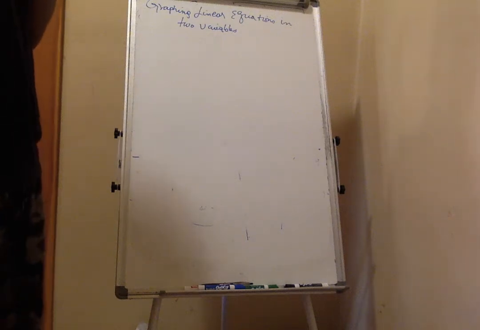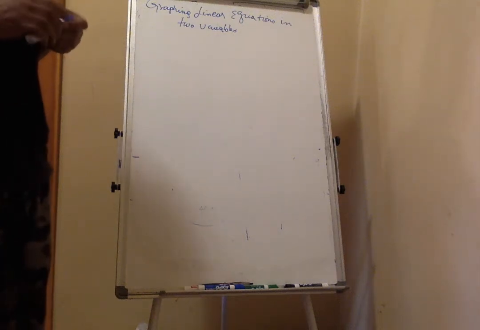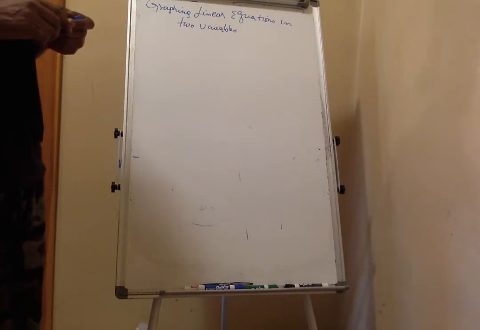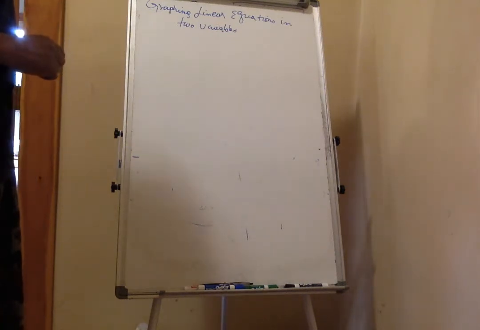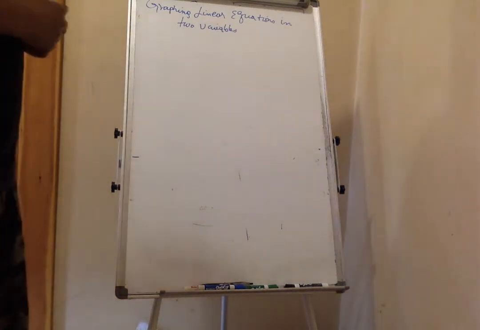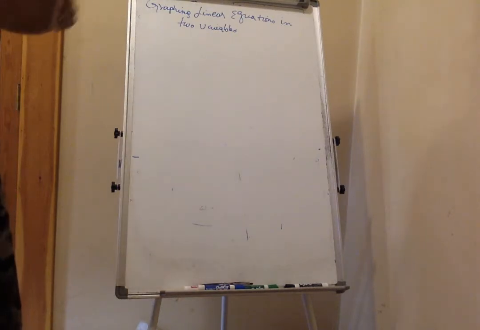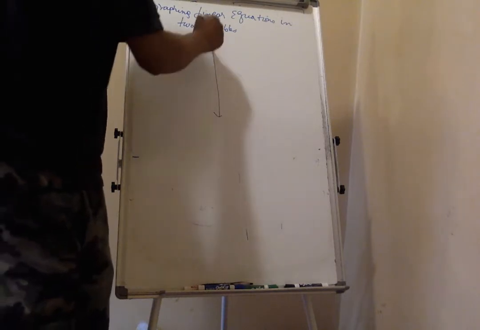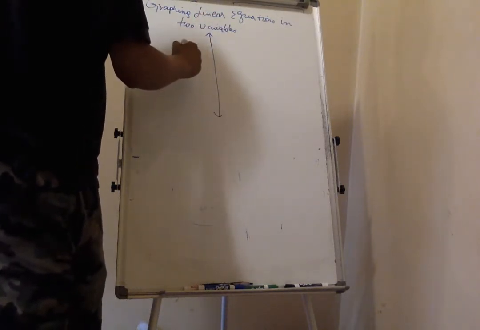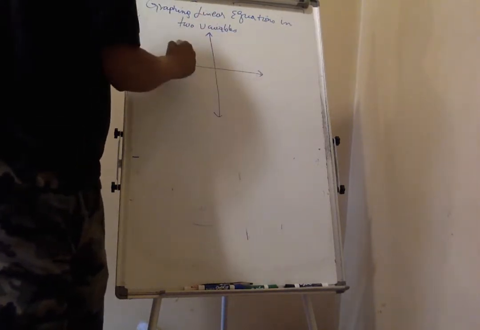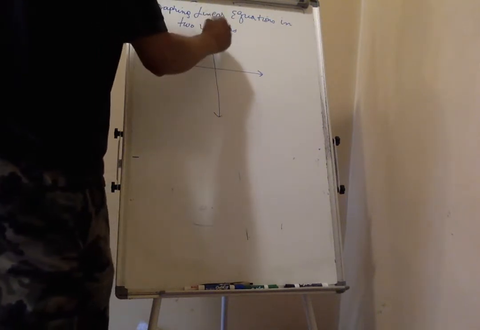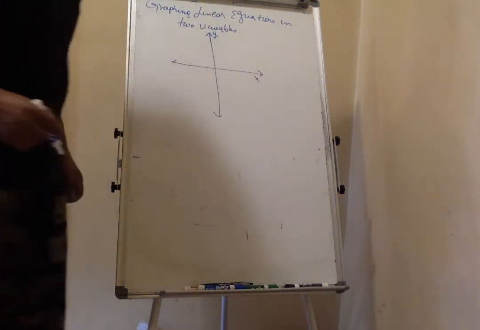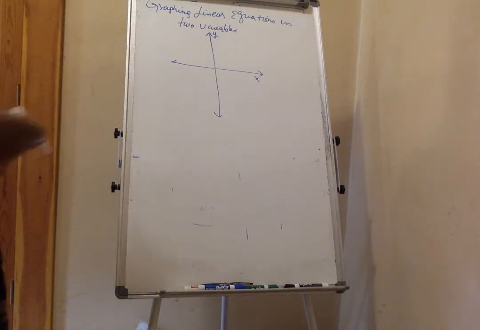Okay, today we're going to discuss graphing linear equations in two variables. And by graphing in two variables, what we are talking about is, if we have the Cartesian coordinate system, this is your y-axis and this one is your x-axis, and it has four quadrants.